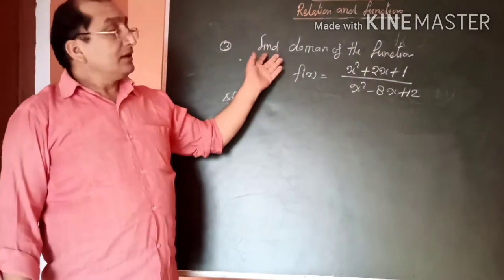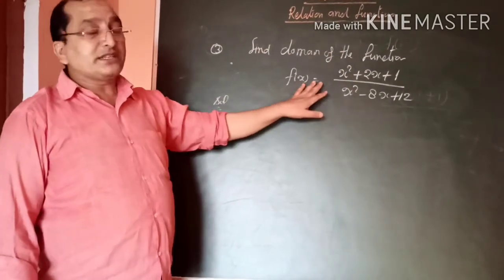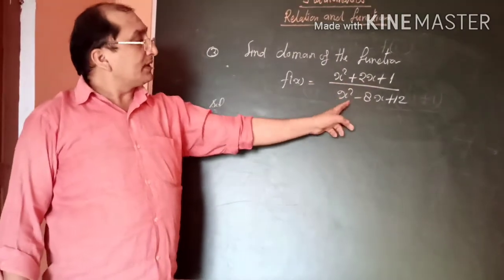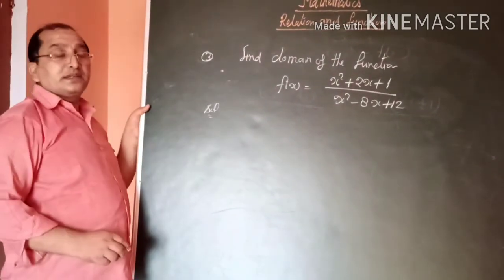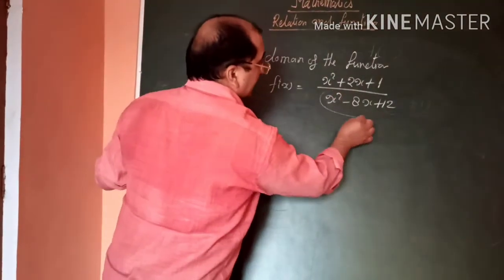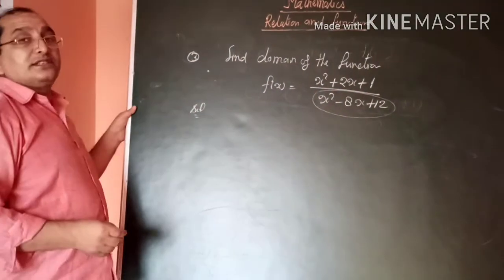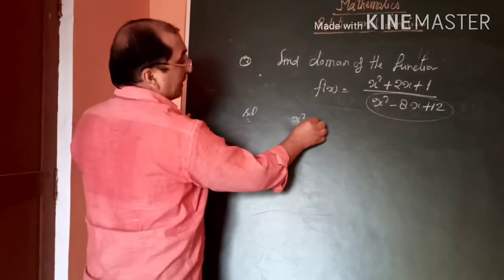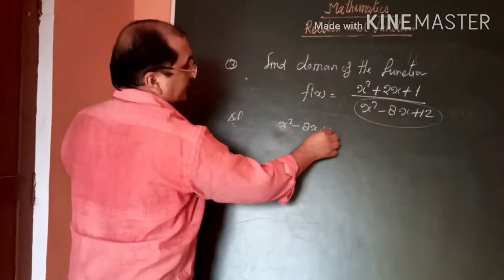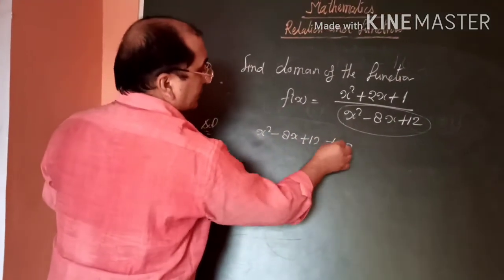Next, question number 3. Find the domain of the function f(x) equal to (x square plus 2x plus 1) upon (x square minus 8x plus 12). I already discussed that if the function is defined, its denominator will not be equal to 0. So x square minus 8x plus 12 is not equal to 0.